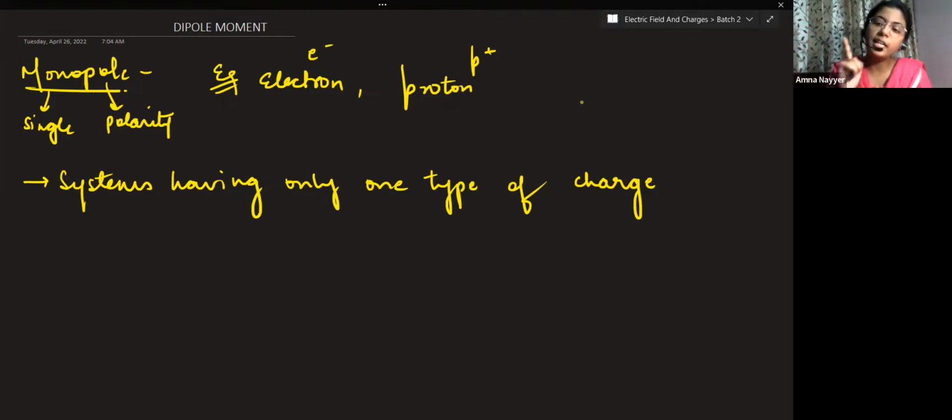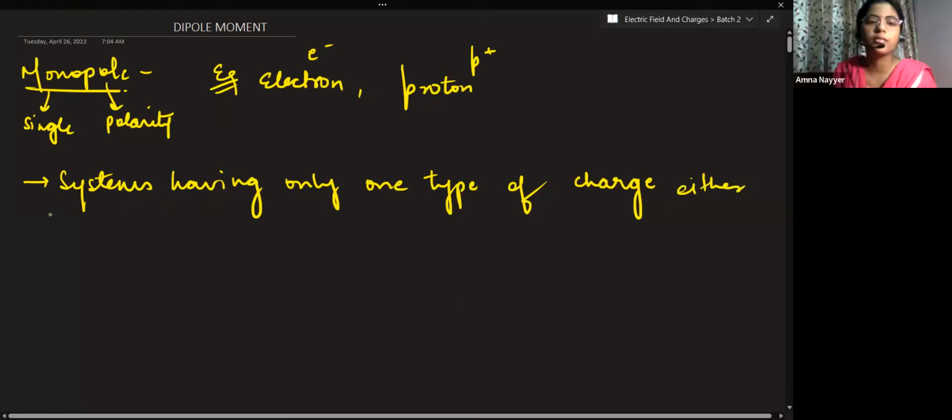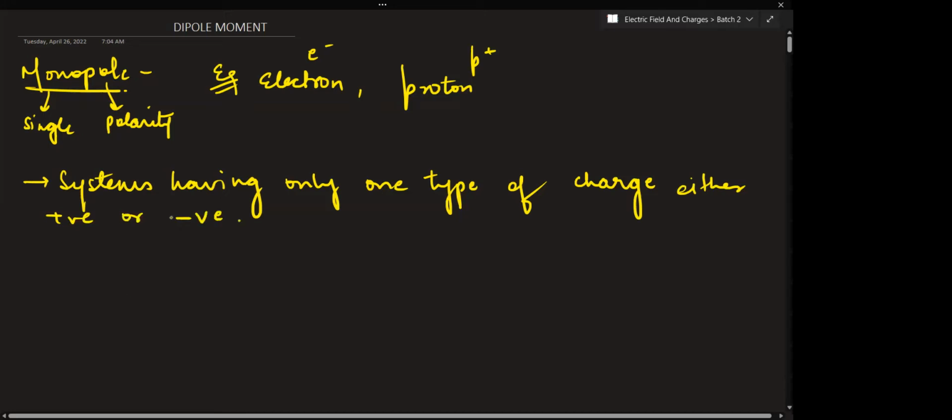Monopole means polarity does exist, so you have to consider the polarity. If the particle has no charge present, then you will say the particle is neutral. It is chargeless. For a monopole, either of the polarity should exist, either positive or negative. So this is a monopole.